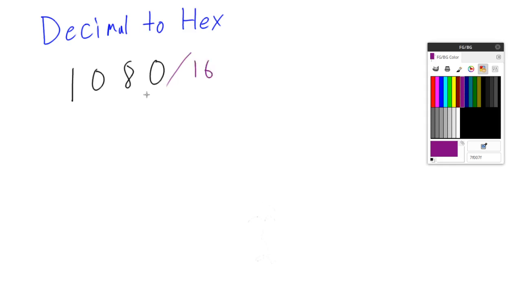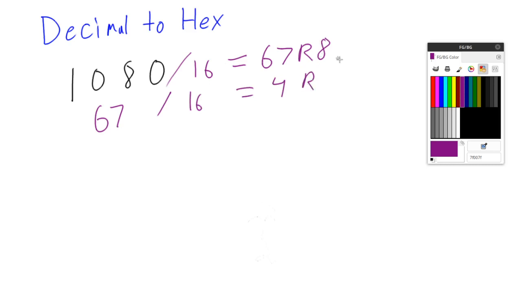And so 1080 divided by 16, that's probably not something you can do in your head super quickly, so do it in a calculator or whatever. In this case, we get 67 with a remainder of 8. And then we take the 67 over, and we're going to take 67 divided by 16. And what do we end up with? Well, we end up with 4, remainder 3.